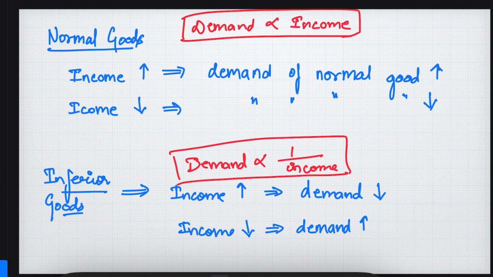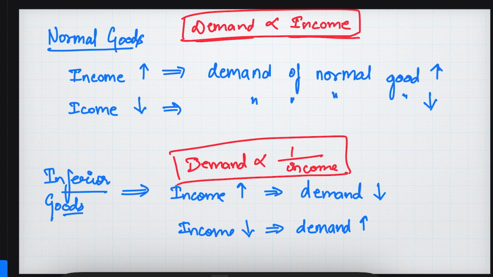Normal goods are the goods which obey the law of demand, that is, if your income increases, demand for the normal goods would increase. Say milk. If your income increases, your capacity to purchase more and more of milk would increase, therefore your demand for milk is increasing. So in this case, if a good is a normal good, then its demand will be directly proportional to your income level.